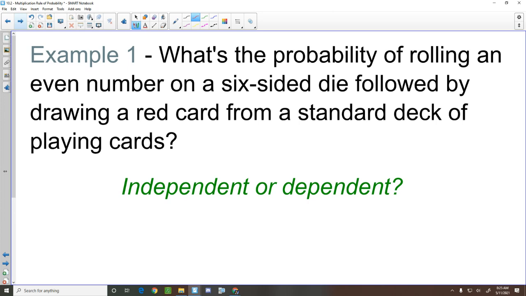What's the probability of rolling an even number on a 6-sided die, followed by drawing a red card from a standard deck? So probability of rolling an even number, followed by probability of drawing a red card.